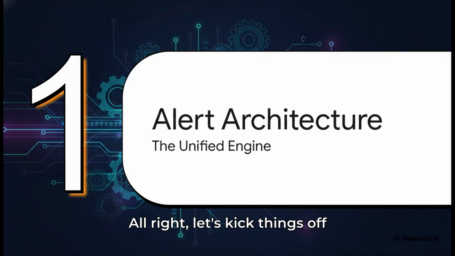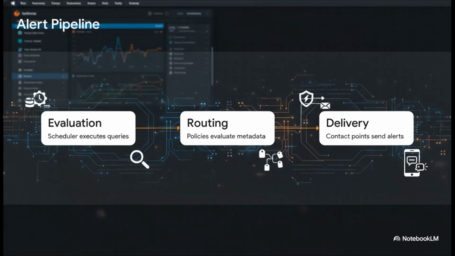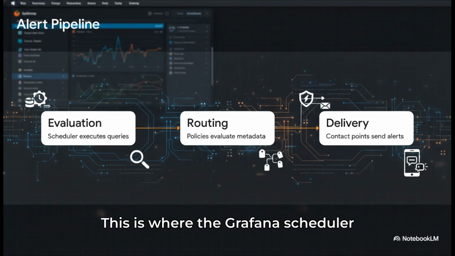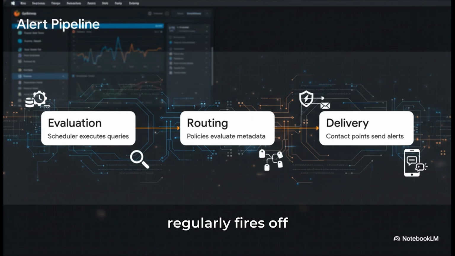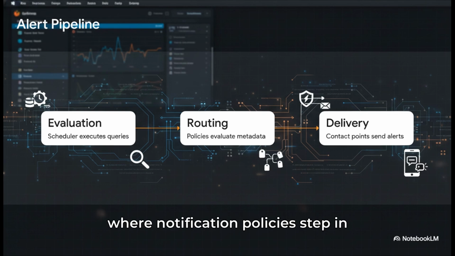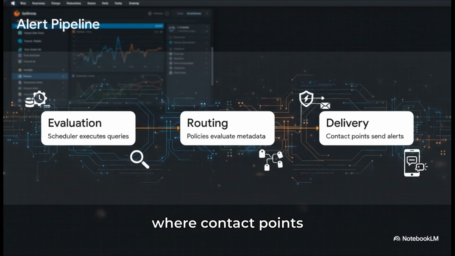All right, let's kick things off with Section 1, Unified Alerting Architecture. The architecture is structured precisely around a 3-stage pipeline. Stage 1 is evaluation. This is where the Grafana scheduler regularly fires off queries against your data sources. Stage 2 is routing, where notification policies step in to evaluate the metadata attached to the alert. And Stage 3 is delivery, where contact points actually send the message out to your team. The real beauty of this setup is how it operates completely independently of your visualization panels.